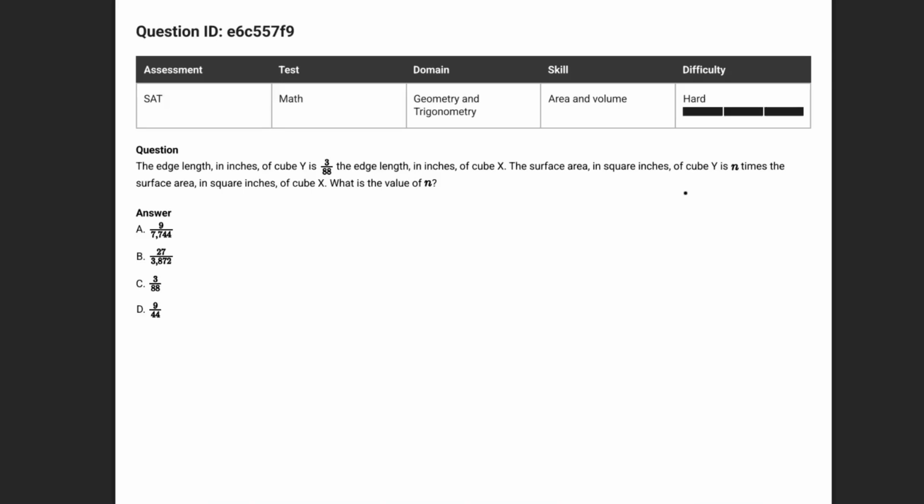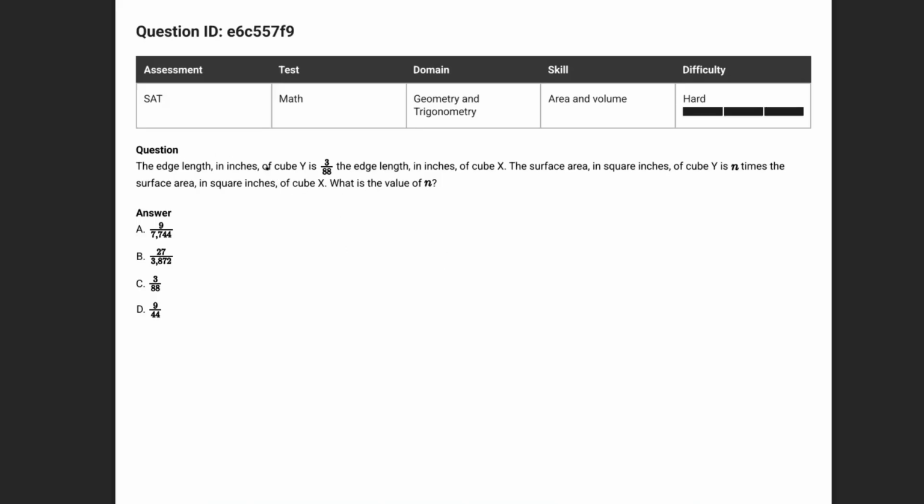Okay, so this will be the last question for today. The edge length in inches of cube Y is 3 over 88 times the edge length in inches of cube X. The surface area in square inches of cube Y is n times the surface area in square inches of cube X. What is the value of n? This is another proportions question, from length to area, units to units squared. It's like the third one, so these are getting pretty common now.